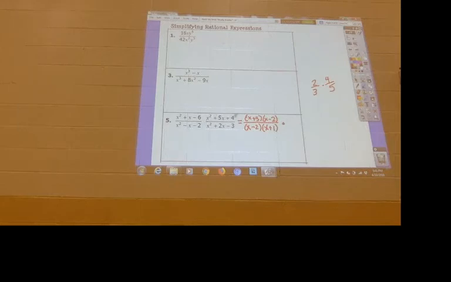Now I'm ready to factor this. My magic number is what? 4, and I need a positive 5. So what are my 2 parentheses? An x plus 1 and an x plus 4. Bottom here, what's my magic number? Negative 3. I need a positive 2, so I have an x plus 3 and an x minus 1.